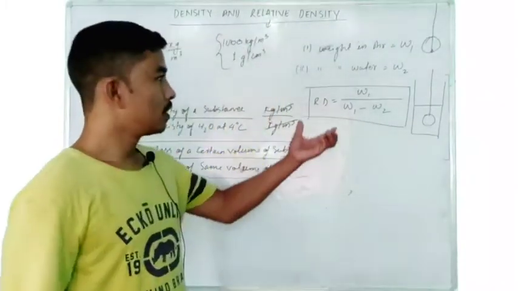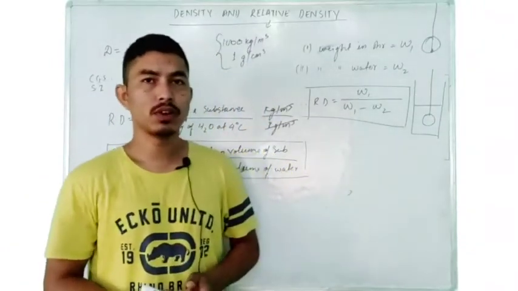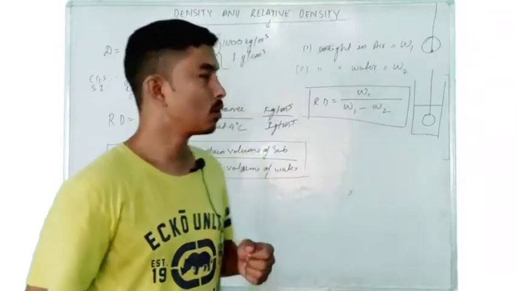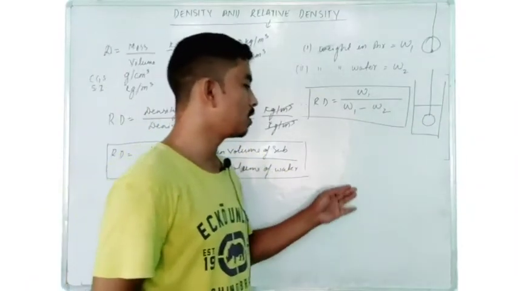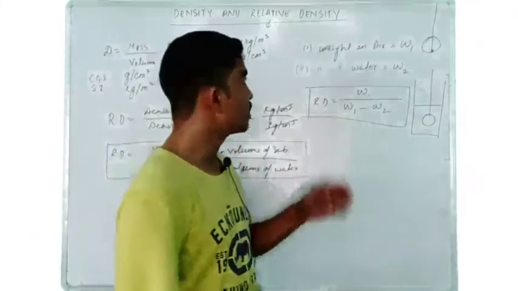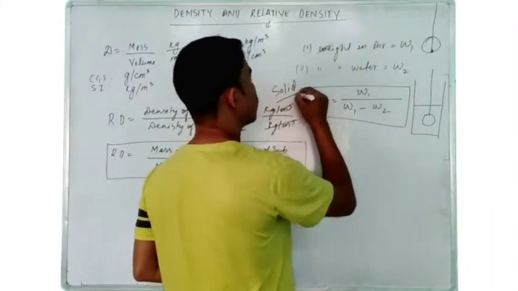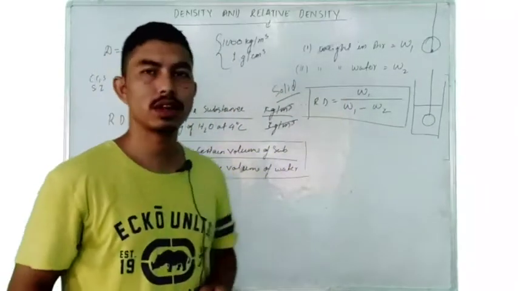Okay, so that is how we find the relative density of a given substance. Using the same principle, we can find the relative density of a given liquid also. So how to find the relative density? This is for a solid. For a solid, we use this formula to calculate the relative density.